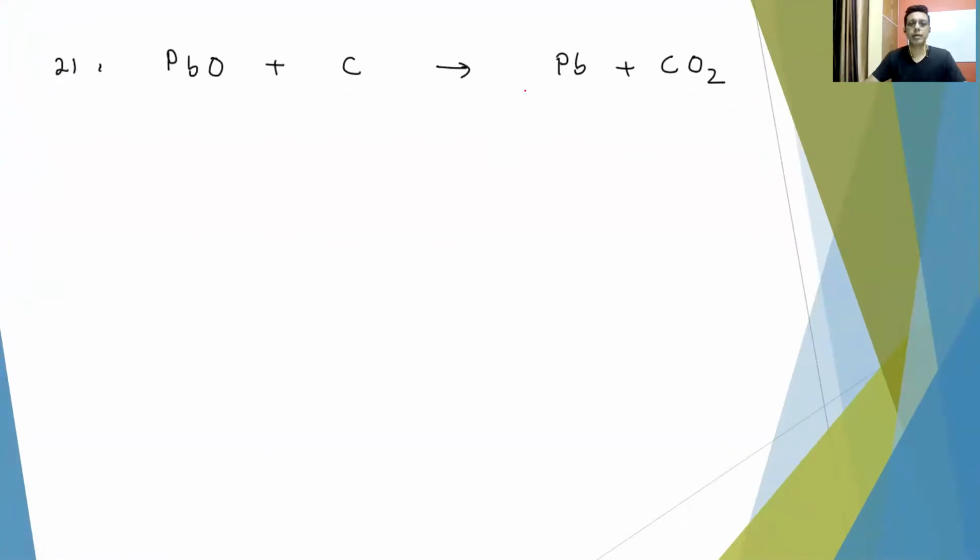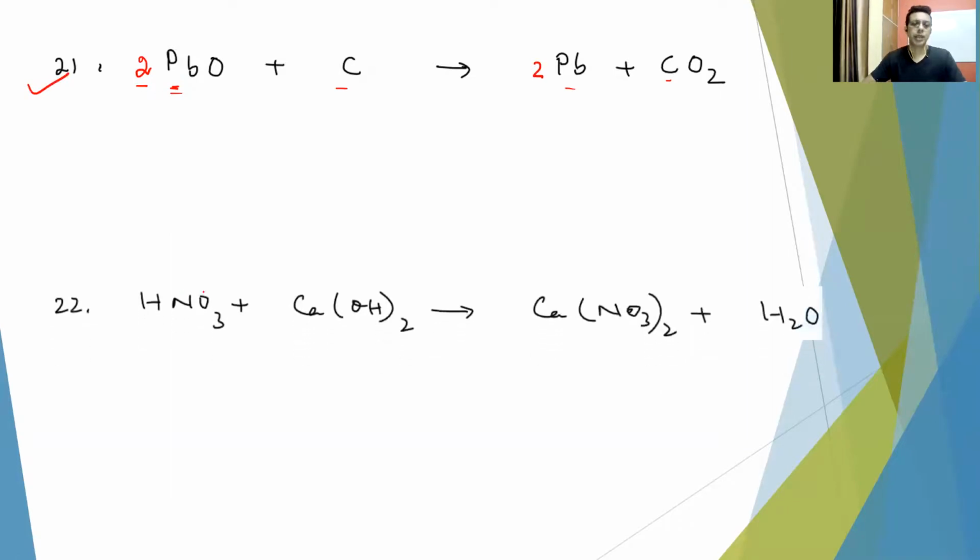Lead oxide plus carbon gives lead plus carbon dioxide. So lead is balanced, carbon is balanced. 2 oxygen towards the right hand side. Left hand side is only 1 oxygen. So place 2 here. Oxygen is balanced, but while placing the 2 here, lead also becomes 2. So place the 2 here so that lead becomes equal. So this is balanced. Nitric acid plus calcium hydroxide gives calcium nitrate plus water.